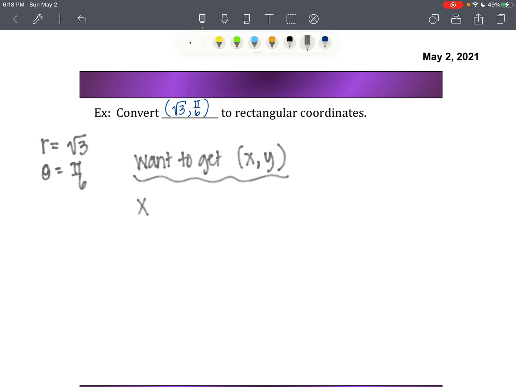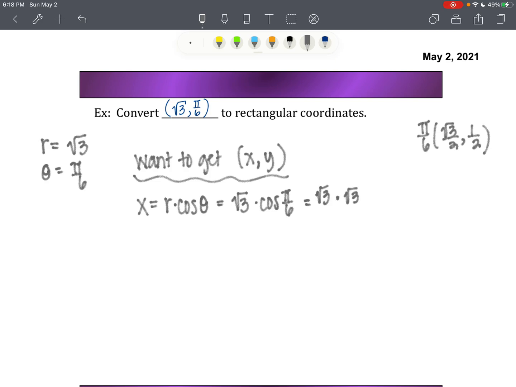Therefore, x is equal to r times the cosine of theta, which is the square root of 3 times the cosine of pi over 6. And the cosine of pi over 6, if you need to write your ordered pair off to the side, I encourage you to do that. The cosine of pi over 6 is square root of 3 over 2. So we'll have the square root of 3 times the square root of 3 over 2. This cosine became this square root of 3 over 2. And that gives us 3 over 2.